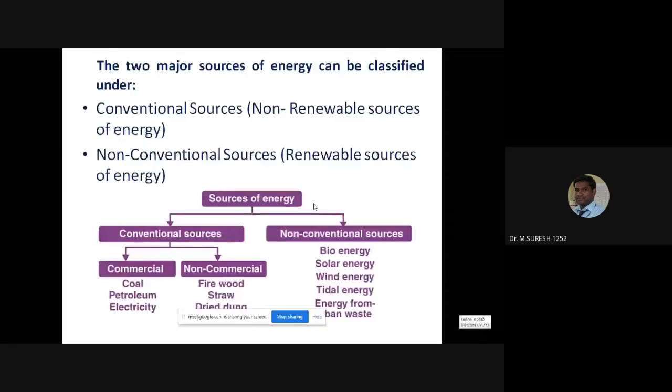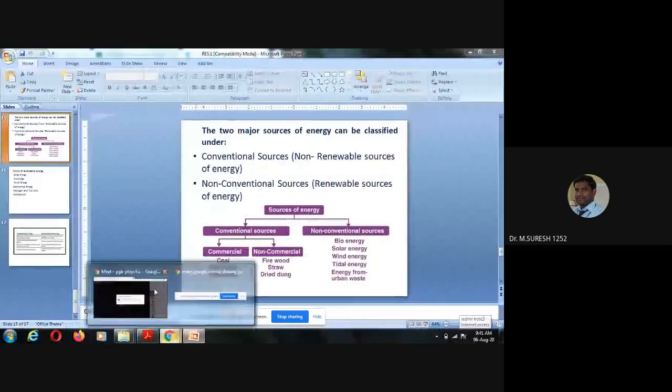Already we explained that the two major sources of energy can be classified. One is conventional sources, that means non-renewable sources of energy. The next is non-conventional sources, which are called renewable sources of energy. According to the non-renewable sources of energy, what are the different types available? And the second one, according to the non-conventional sources, what are the different types of energy available?